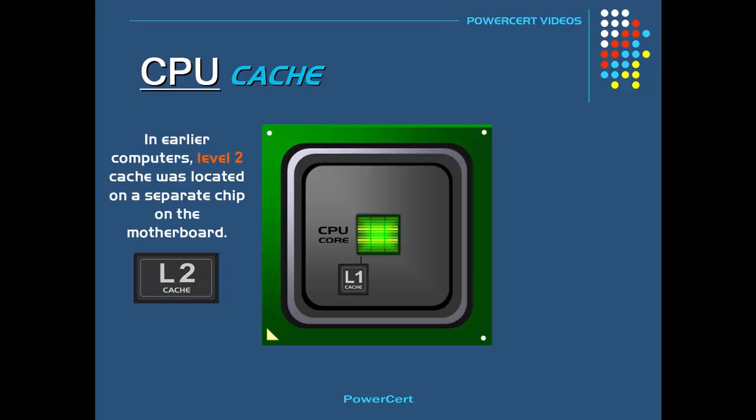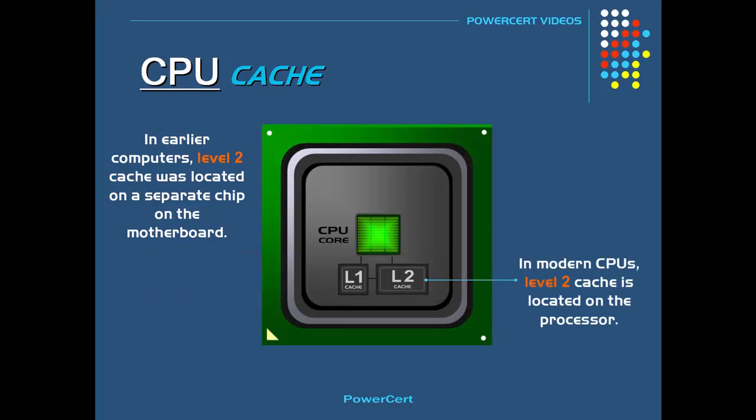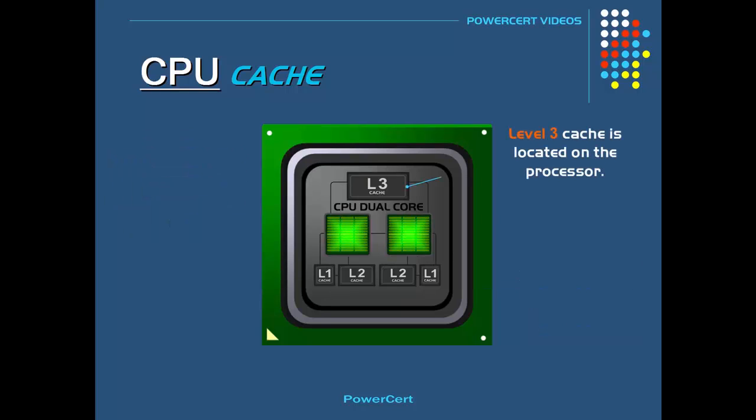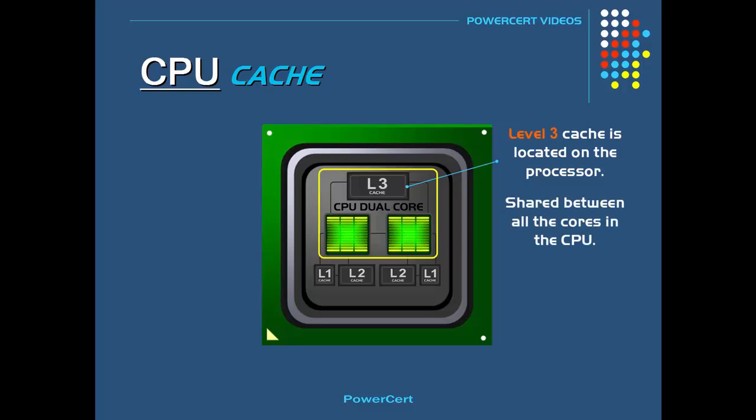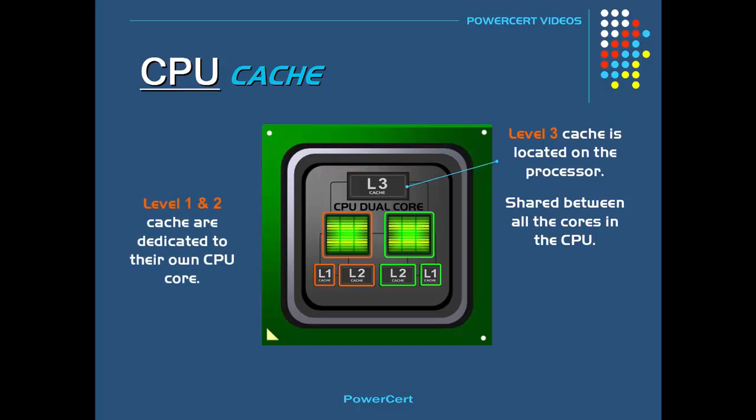Now, in earlier computers, level 2 cache was located on a separate chip on the motherboard. Or in modern CPUs, it would be located on the processor. Level 2 cache is larger than level 1 cache, but it's not as fast as level 1 cache. And level 3 cache is also located on the processor. Level 3 is larger than level 2, but it's not as fast as level 2 cache. Level 3 is often referred to as shared cache, because its memory is shared between all the cores on the CPU, whereas level 1 and level 2 cache are dedicated to their own CPU core.